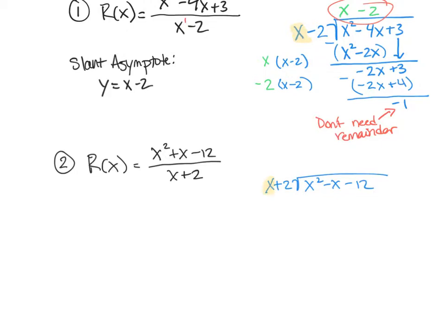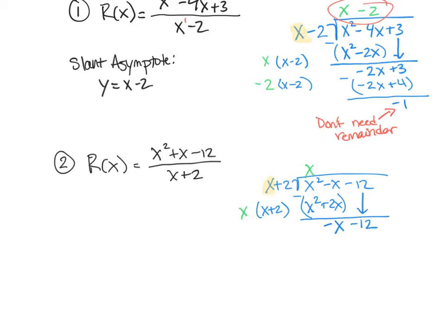Let's take a look at this x. What do I need to multiply to this x to get to x squared? I'm going to multiply it by x. I'm going to take this x and multiply it to whatever we're dividing by, in this case x plus 2. That's going to give us x squared plus 2x, and we're going to take all that and subtract it. I know I've done this correctly because x squared minus x squared gives me 0. Then x minus 2x gives me a negative x. Bring down our next part, negative 12.